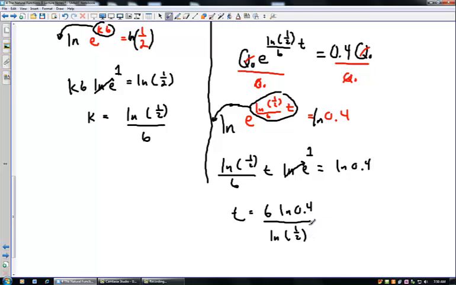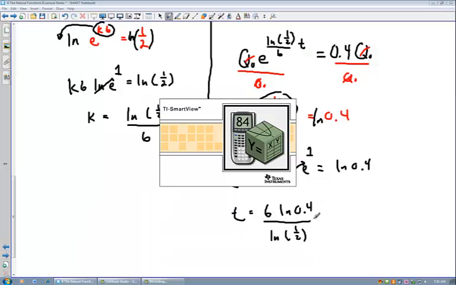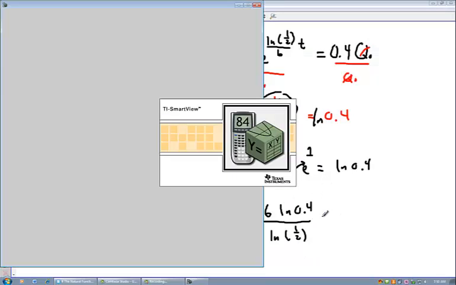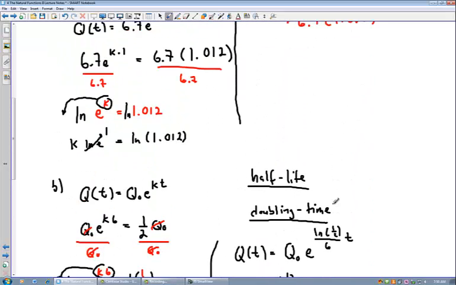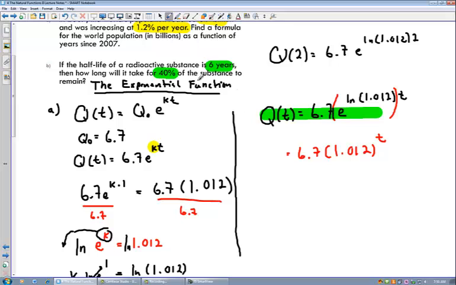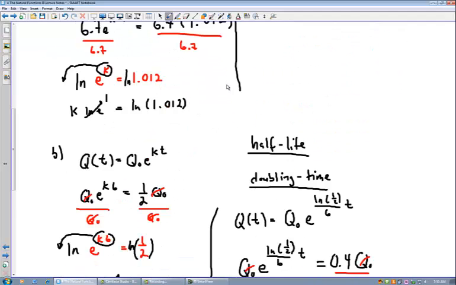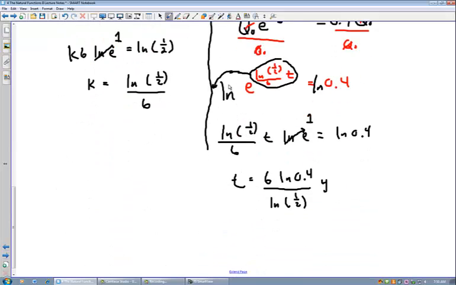And I can check this on my calculator. If you have your calculator, you can take it out just to see how long it actually is. This is my answer here, and this is in years. Let's make sure you actually got it right in years. So we come back to the original problem, and you can look. The half-life of the radioactive substance was 6 years. So down here, this is actually in years, so we can write years next to it.